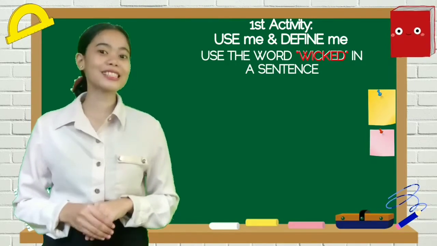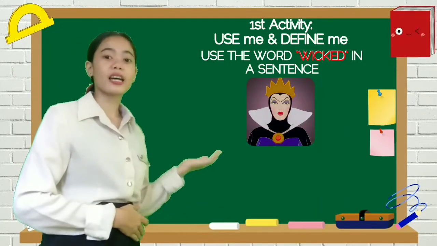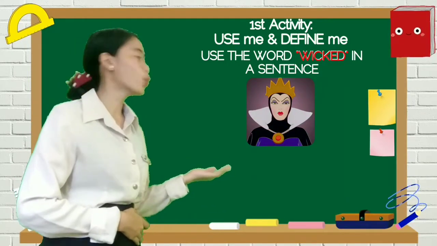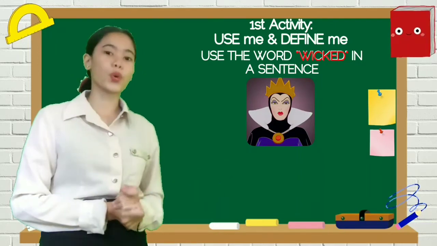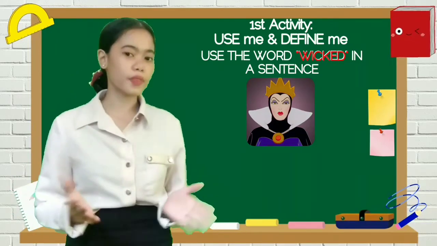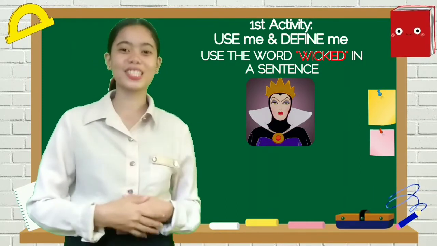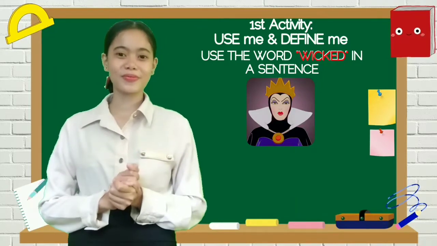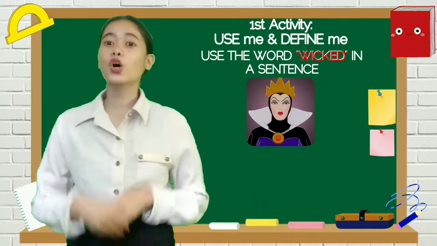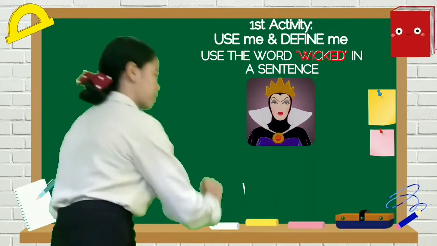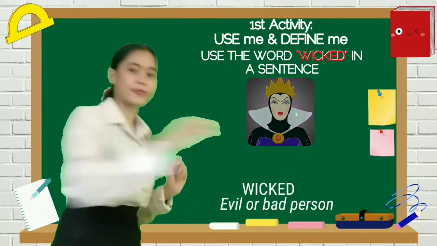So use the word wicked in a sentence. Okay, so one day, the king married a wicked queen. Here is the picture of a wicked queen. What does the word wicked mean? Raise your flags. Yes? That's right. So you said wicked means evil or bad person.